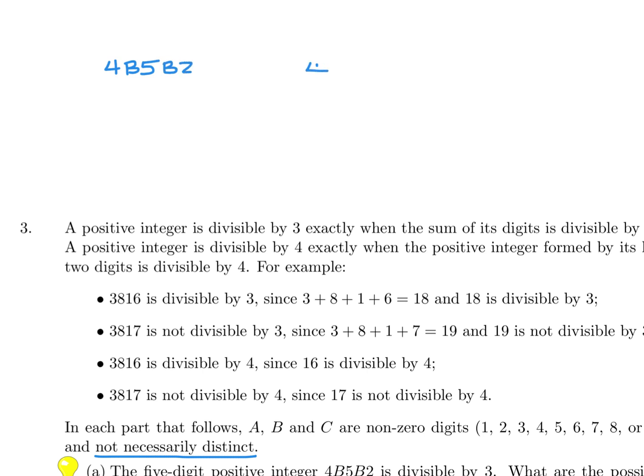So first you've got to add them up. 4 plus b plus 5 plus b plus 2, and that's going to be 11 plus 2b. And they're saying this is divisible by 3. So if it's divisible by 3, then it's got to be a multiple of 3. So what are multiples of 3 greater than 11, obviously? 12, 15, 18, 21, and so on. And what's the largest? If b was 9, this would be 18 plus 11. So 29 is about as high as it can go, I think. Or can I go higher than that?